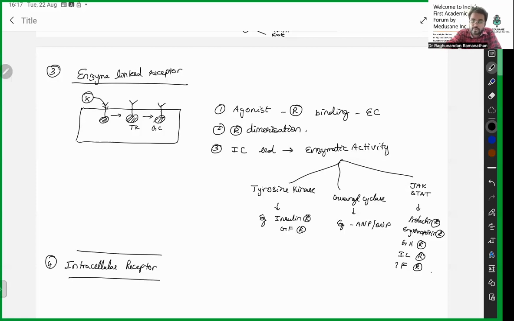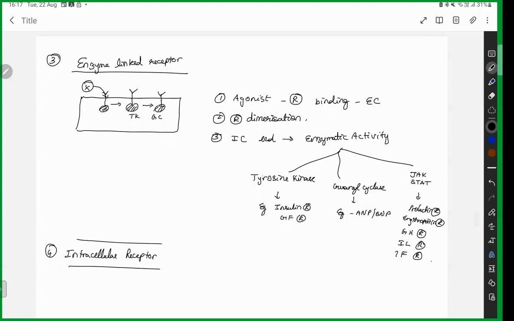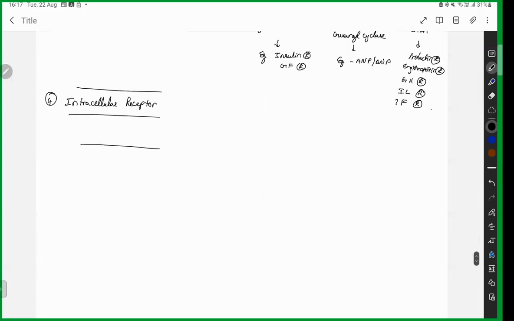Now we will copy whatever we actually spoke. This is going to be a receptor. This is going to be a nucleus. This is going to be your cytoplasm. And there is a drug that is going to come, an agonist that is going to come and act on it. So it is going to enter.